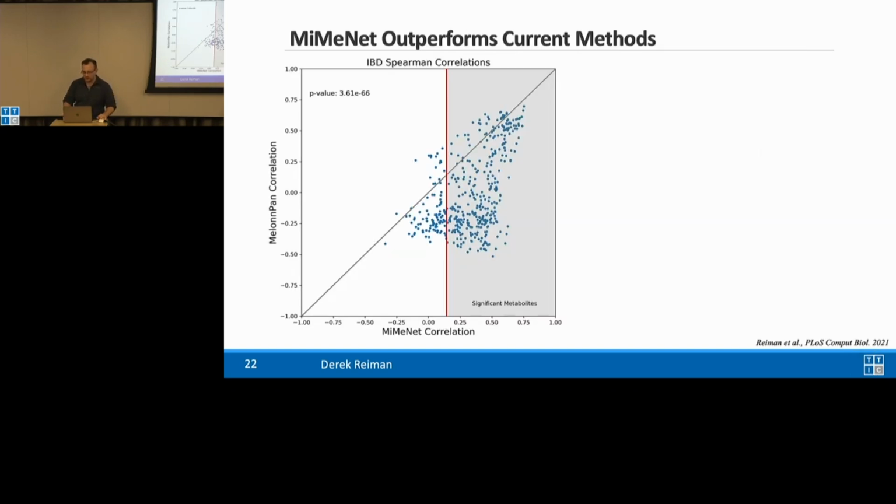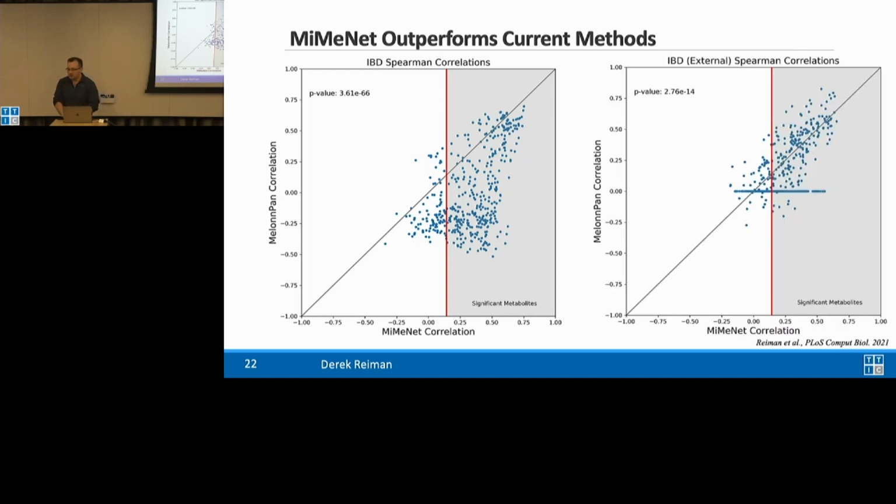We compare our model to the first model that came out for data-driven approaches, which was MelonPan, an elastic net model. Of the 8,000 metabolites in this data set, only about 440 were annotated that we knew what they were. So we looked at the performance on those, primarily because MelonPan models one metabolite at a time, and this took about, I think, 2 days for MelonPan just to do 400. And we noticed something strange: there were about 200 of these metabolites that MelonPan just could not model at all.